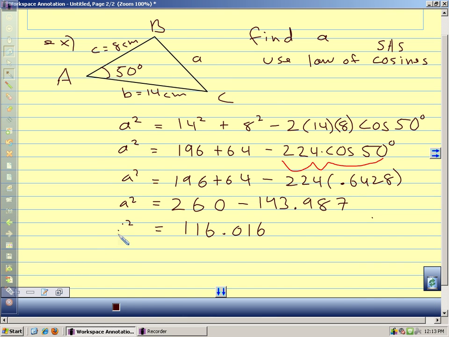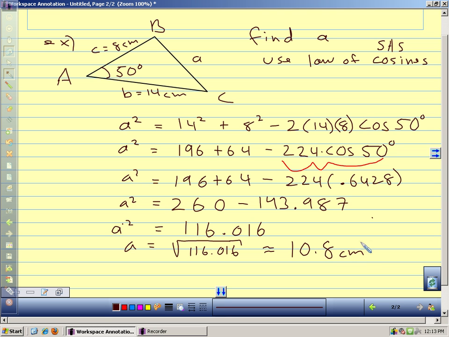Here's the next place that a lot of people make mistakes with law of cosines. We get to here, and people want to say, oh, A is 116.016. I'm done. Remember, in the law of cosines, we get a squared. A squared is 116.016. A is the square root of this. And we get that A is about 10.8. And our units are in centimeters, so we get centimeters.